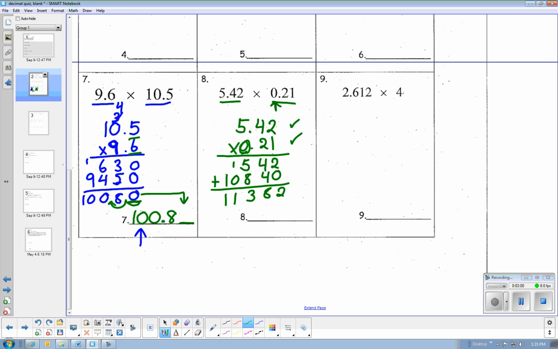Our placement of the decimal, we already decided, was 4 places over. So 1, 2, 3, and 4. It's going to go like this, 1.1382. The directions don't tell us anything about rounding, so we're simply going to leave it as it is. That's 1 and 1,382 10,000ths is what that means. On this one, this is 108 tenths is what that means.